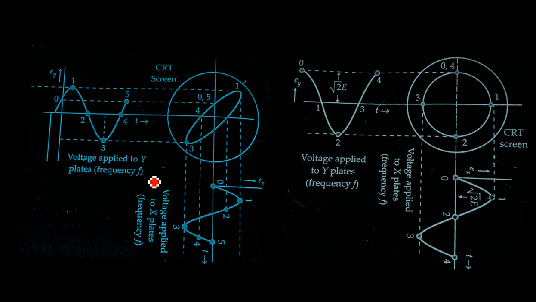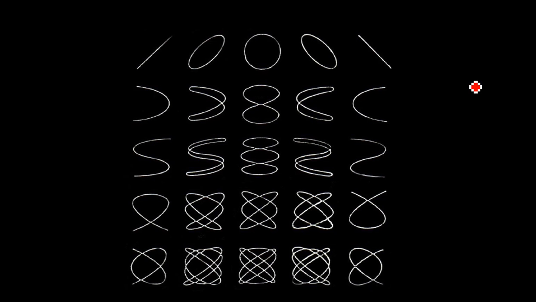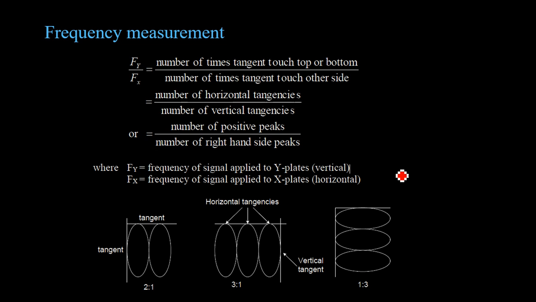So if you have a phase difference between the signals, you will have an ellipse formed. Here we have a phase difference between 0 and 90 degrees, so you will have an ellipse formed in this direction, and when the phase difference is equal to 90 degrees, you will have a circle. And these are the different patterns that can be seen on the screen with changes in magnitude, frequency, as well as the phase.